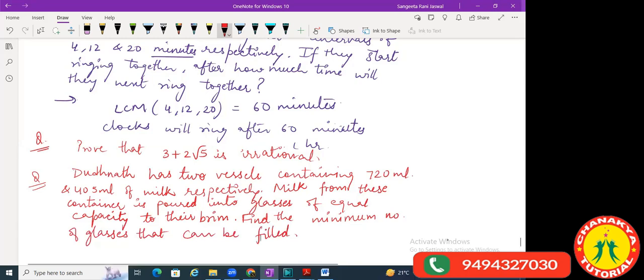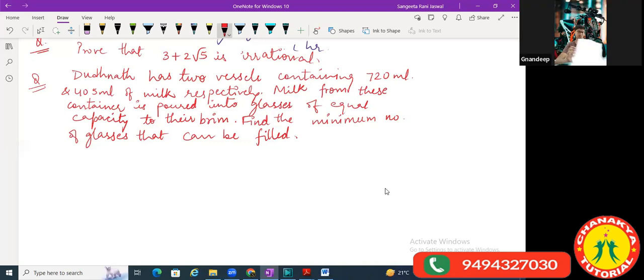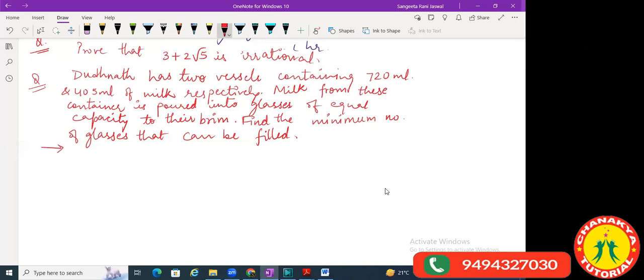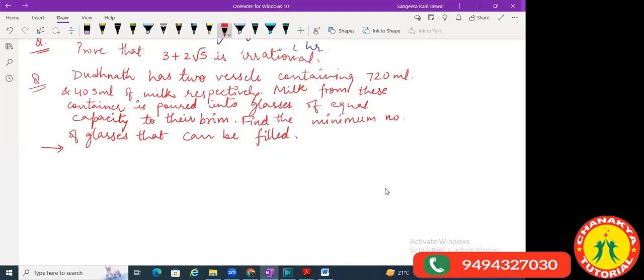Okay. Now see this. Dudhnath has 2 vessels containing 720 ml and 405 ml of milk respectively. Milk from these containers is poured into glasses of equal capacity to the brim. Find the minimum number of glasses that can be filled. So what will you do in this case? Shayan, what will you do? We'll find the LCM.